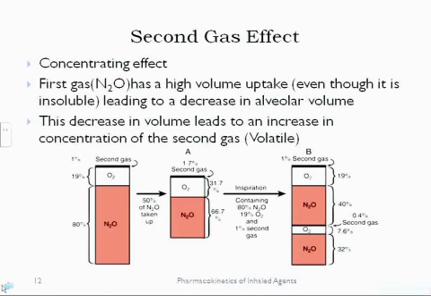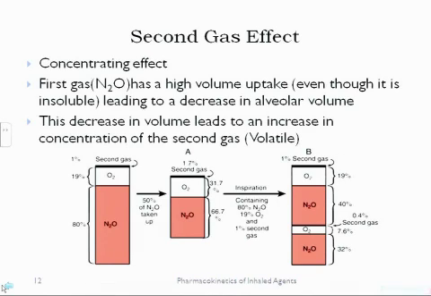Okay, you decreased it because the nitrous oxide went rapidly into the blood, and now you get a tremendous increase in the percentage of the isoflurane. That will help push the medication in more rapidly. That's called the second gas effect. So it's beneficial to use nitrous oxide when you're doing an induction on a person. It gets you a much more rapid onset of effect if you do that. Okay? Now, the second gas effect will apply to any agent that's insoluble like this.